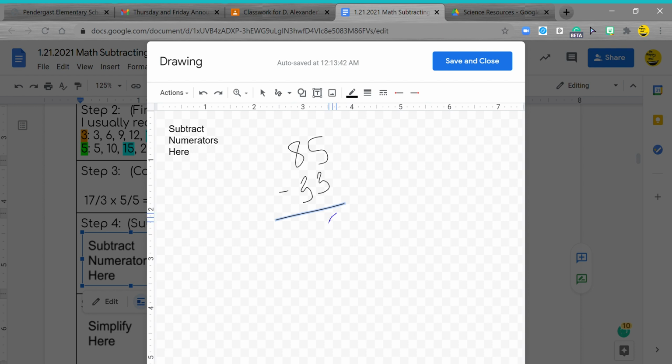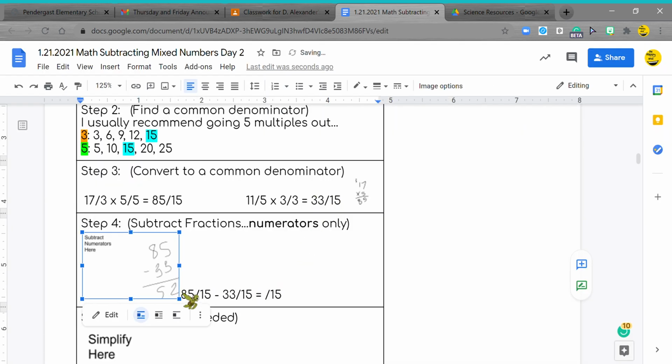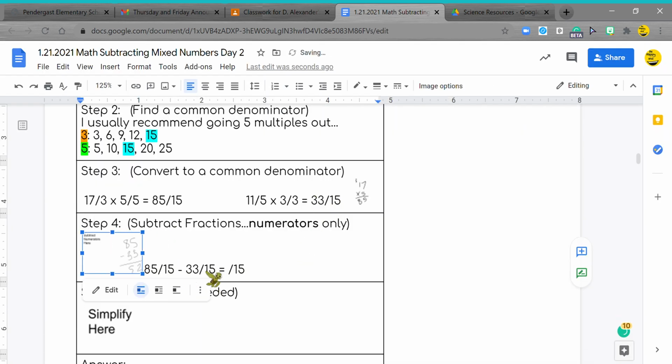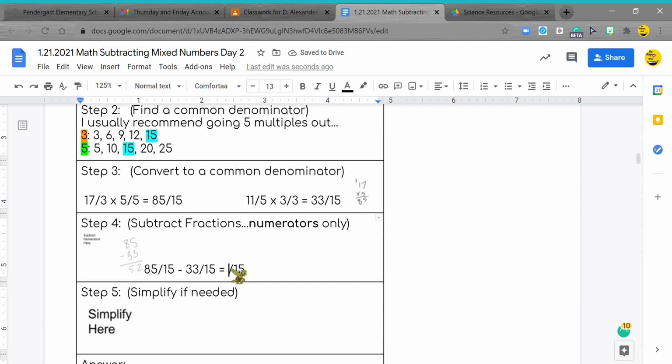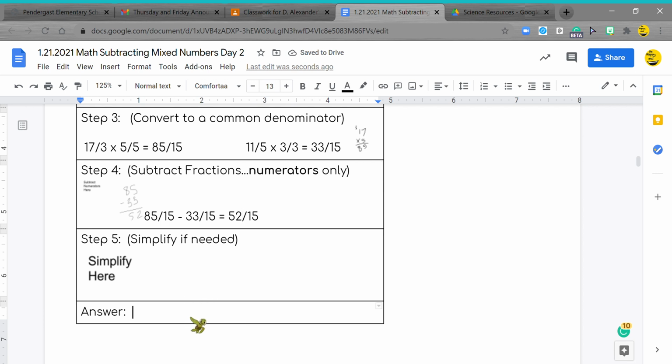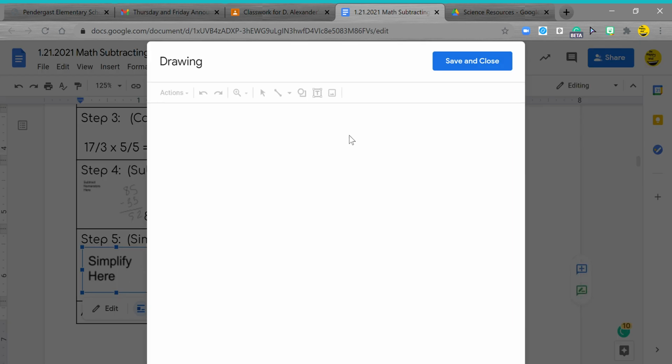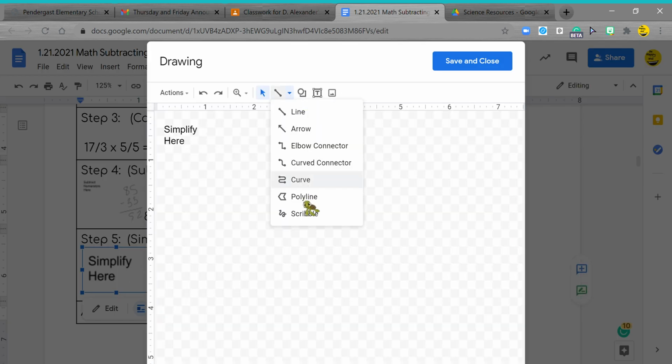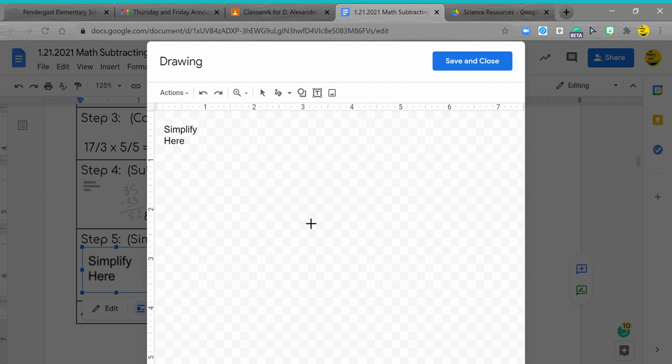5 minus 3 is 2, and 8 minus 3 is 5. So that's the number I need to remember, 52. So if I go right over here, I put 52. So that is one answer. Remember, I look for two answers. 52/15, but we need to turn that into a mixed number. So I'm going to take my 52/15 and figure out where I go. So I need to find a mixed number. So I'm going to write my number right over here, 52/15.